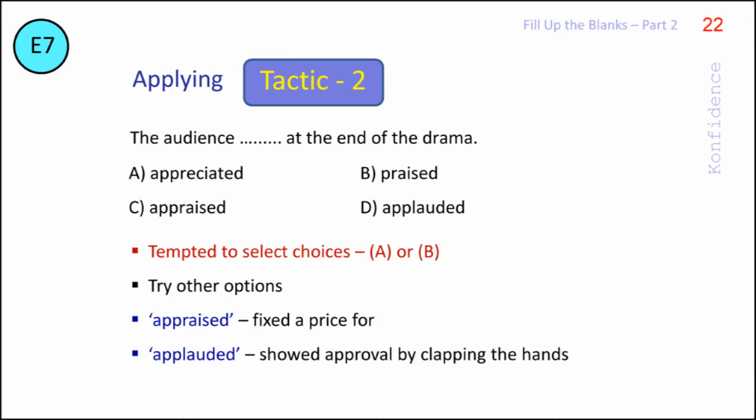Option D, applauded, means showed approval by clapping the hands. Audience can appreciate or praise a drama after watching it, but they appreciate or praise the drama in a discussion about the drama. Usually, what do people do at the end of a show? They clap their hands in approval. The key phrase in the sentence that points towards the answer is at the end of the drama. At the end, we clap, not appreciate. Hence, the correct answer is option D, applauded.